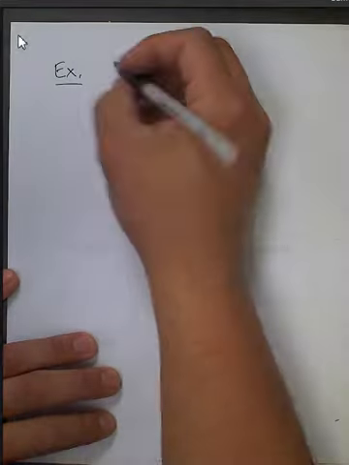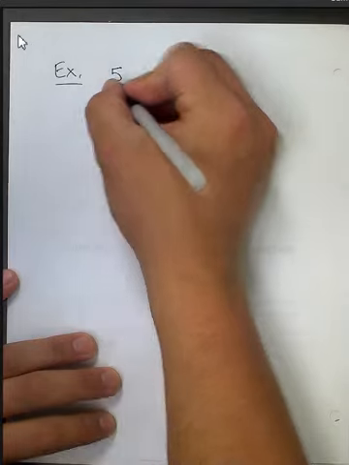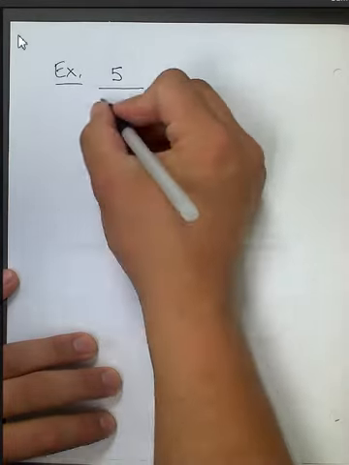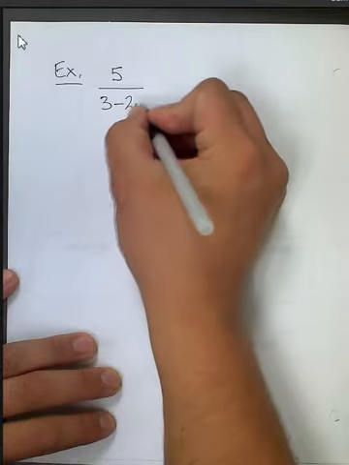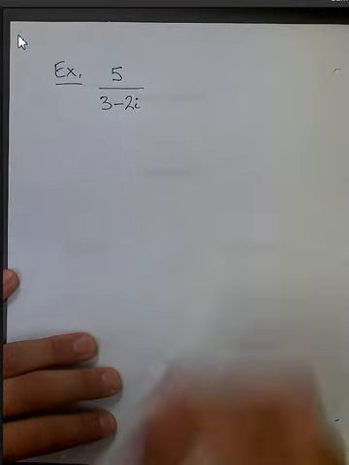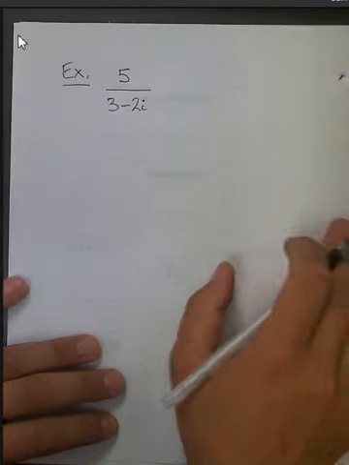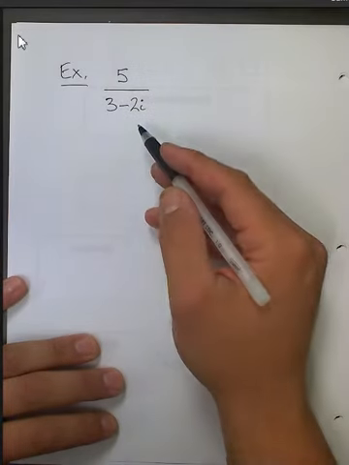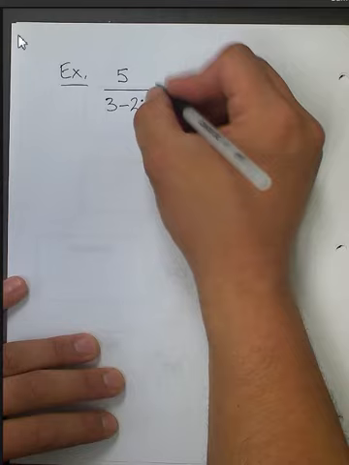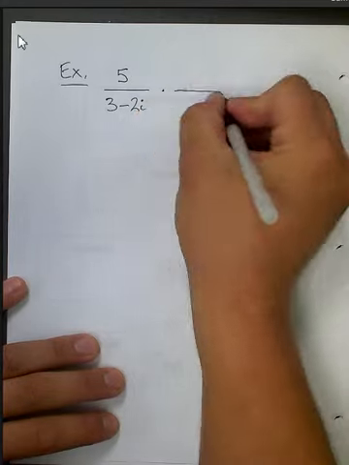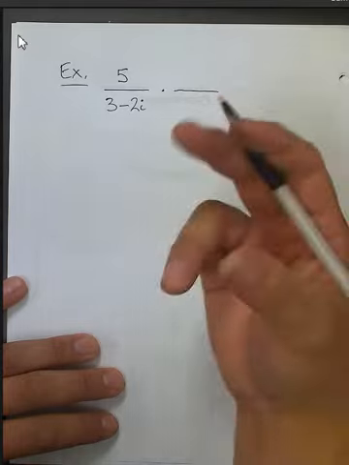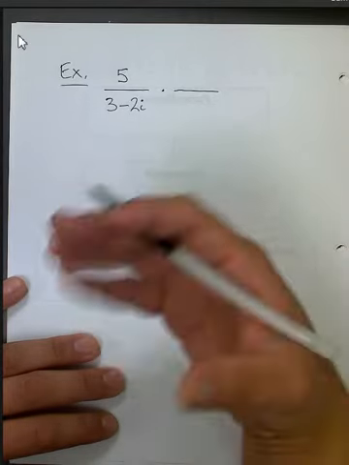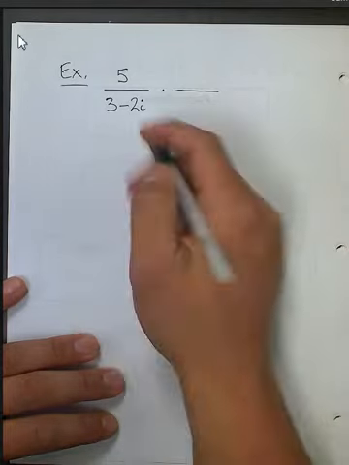Let's divide by a complex number. We're going to take 5 and divide it by the complex number 3 minus 2i. Okay? What you need to do is basically rationalize the denominator, get rid of all the imaginary numbers in the bottom. So the way we do that is to multiply by the complex conjugate. Two complex conjugates multiplied together always produce a real number, and that's what our goal is when we're rationalizing the denominator.